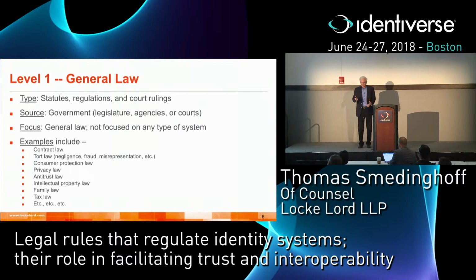And it covers all kinds of things. I've listed some simple examples here. Contract law is obviously going to apply when you're using contracts and how you form contracts and when you're in breach and what the damages are and so forth. Tort law, negligence, fraud, misrepresentation, big potential issues in identity systems. Privacy law obviously is huge, but just to kind of illustrate, I've included in this list family law. And you might say, well, what the heck does family law have to do with identity or an identity system? And for the most part, it doesn't.